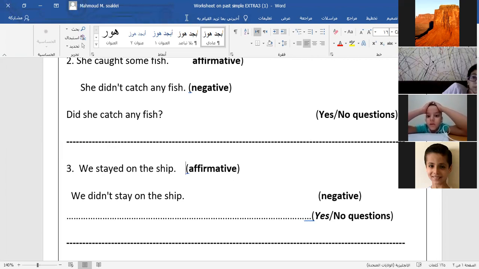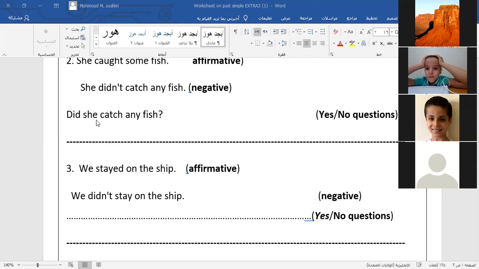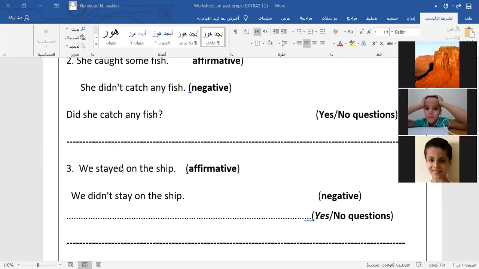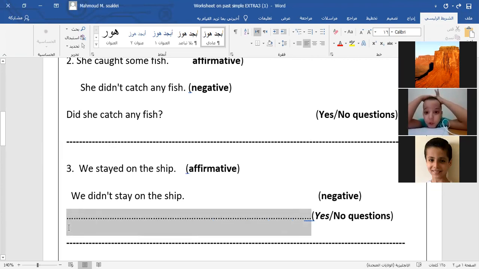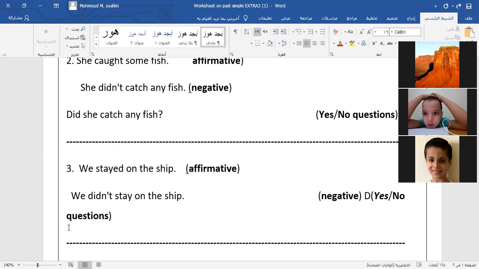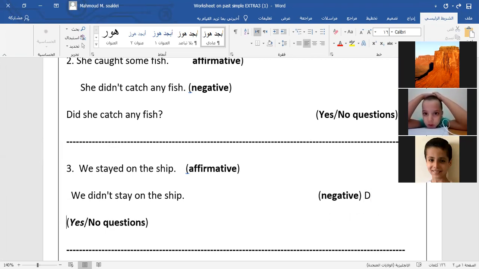Now we want to make a yes/no question. Now look here, Iyad. We want to make a question like this: Did she catch any fish? But our sentence is, we stayed on the ship. So in the yes/no question, we start with did. Okay, Iyad? Did we? And then we use verb one.